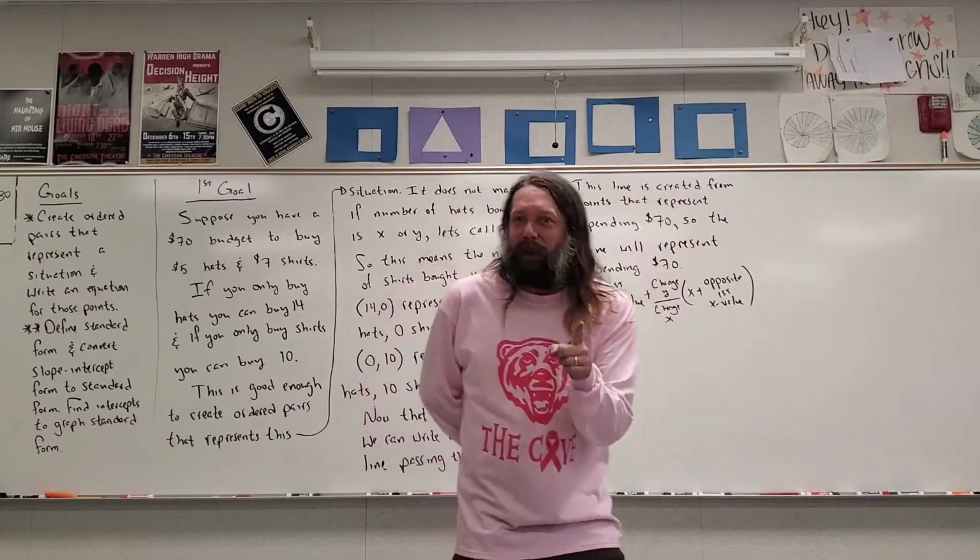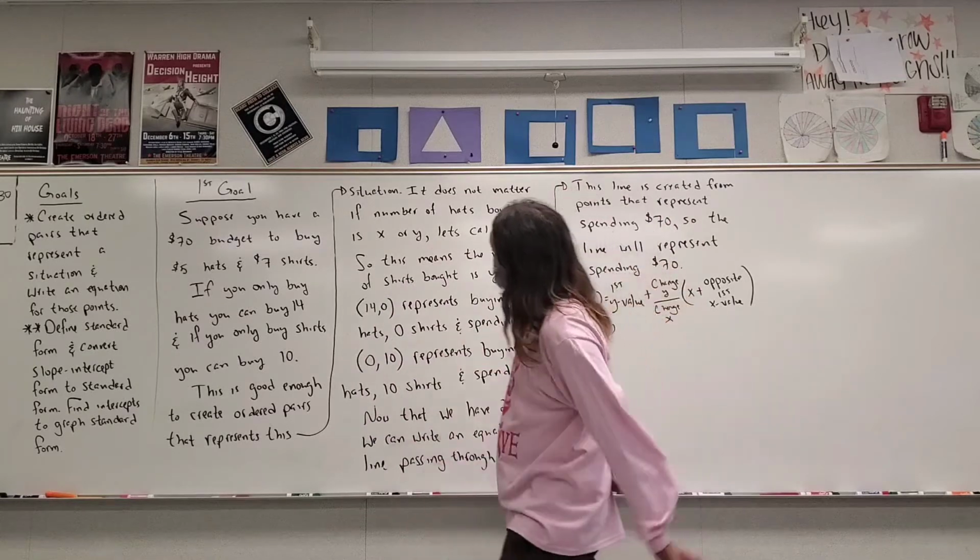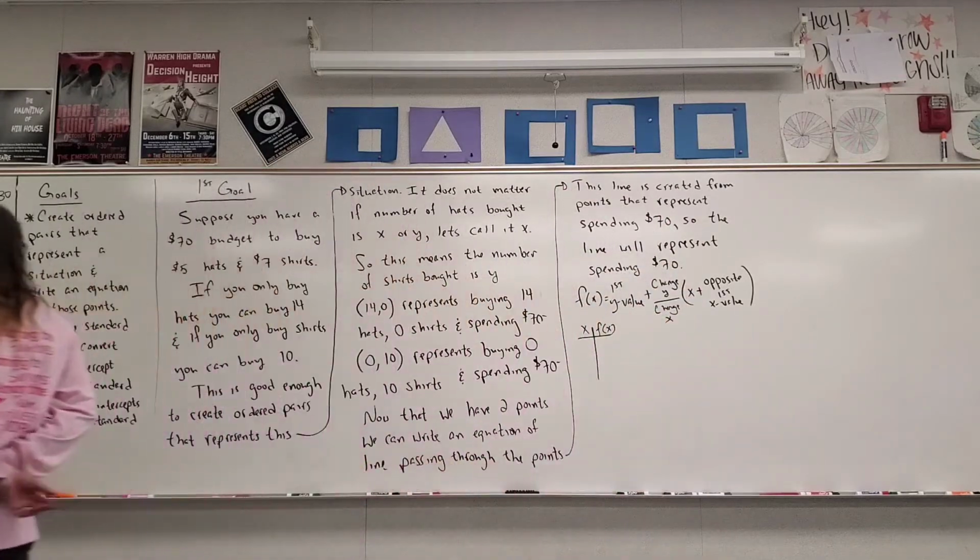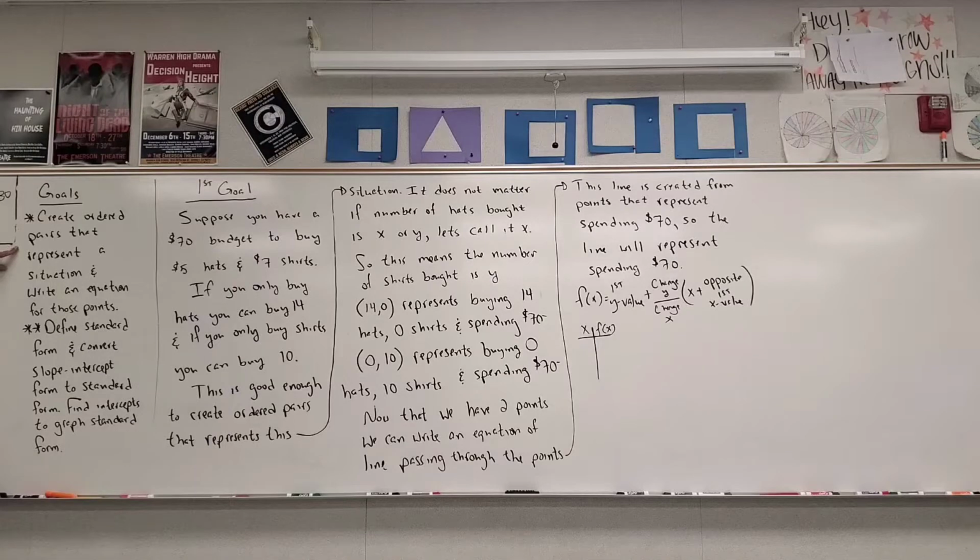But what I am sure of are 2 goals for the day. Our first goal is going to be to create ordered pairs that represent a situation and write an equation for those points that represent a situation. Our second goal is going to be to define standard form and convert slope-intercept form to standard form. We're also going to find intercepts to graph standard form.